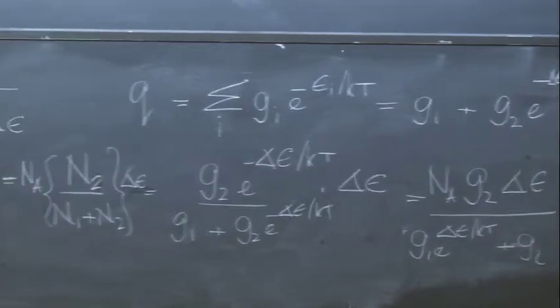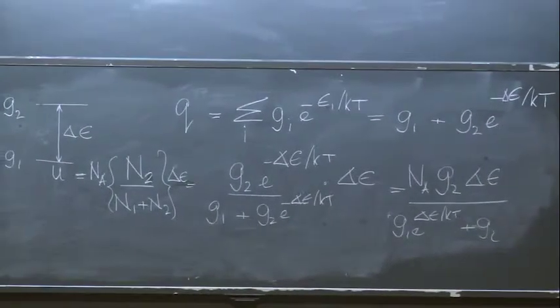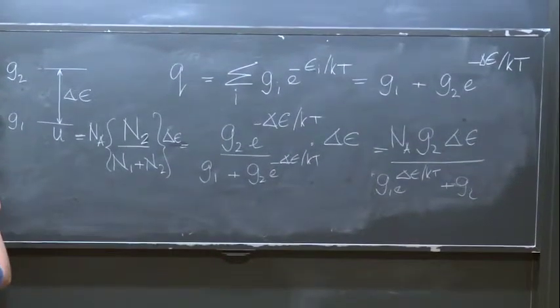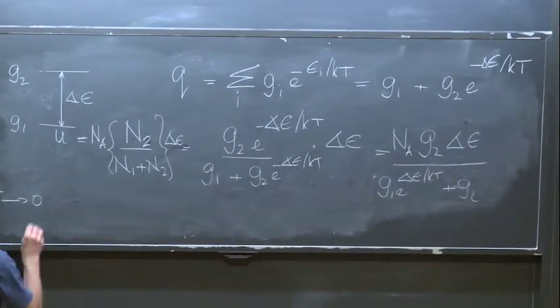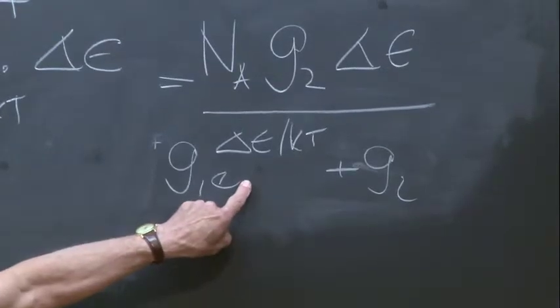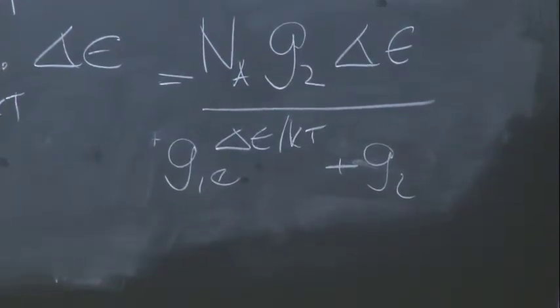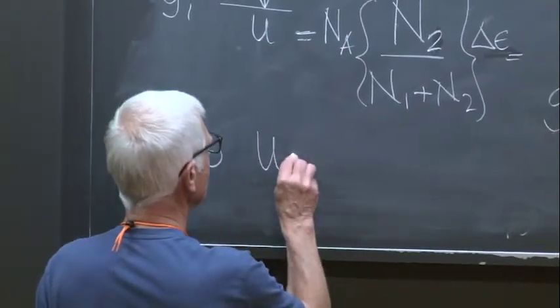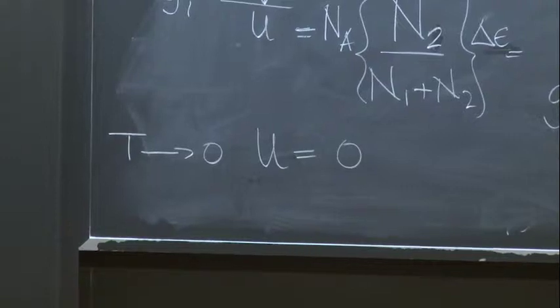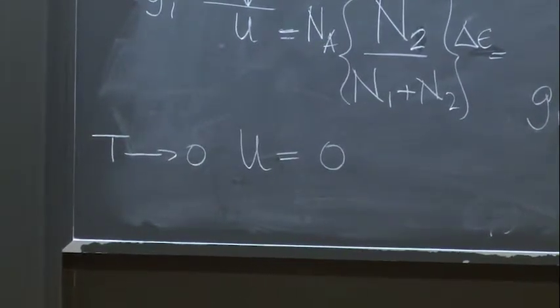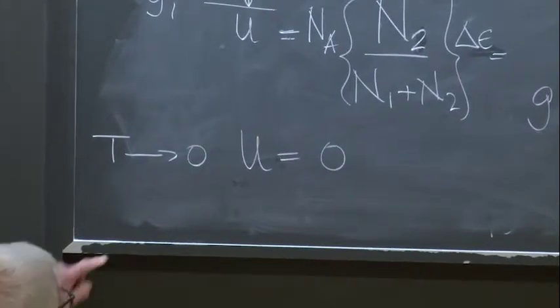But now let's think about what goes on as you increase the temperature. So just let's allow T to tend to 0. What's going to happen then? Well, this term here is going to become infinity because of the 1 over T term, and so the energy then, U, is going to be equal to 0. All the molecules are sitting down in the lowest level. They just don't have enough thermal energy to access the higher state.